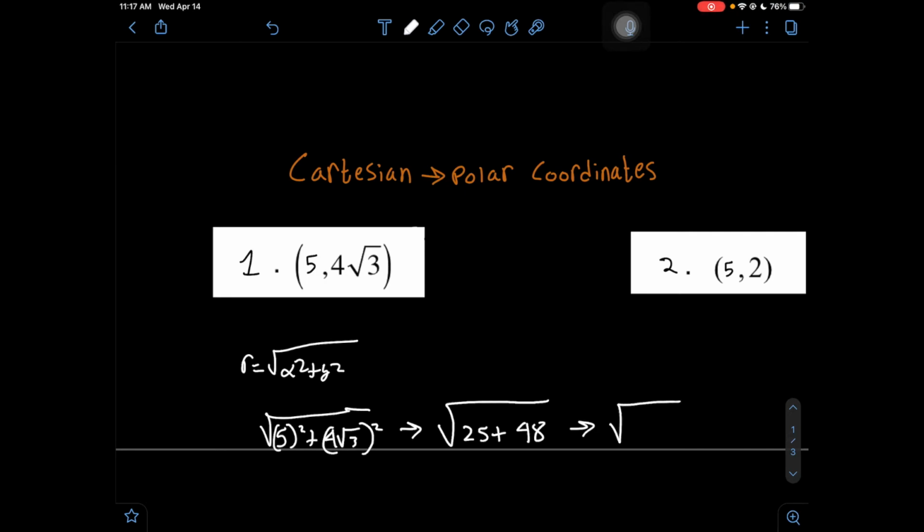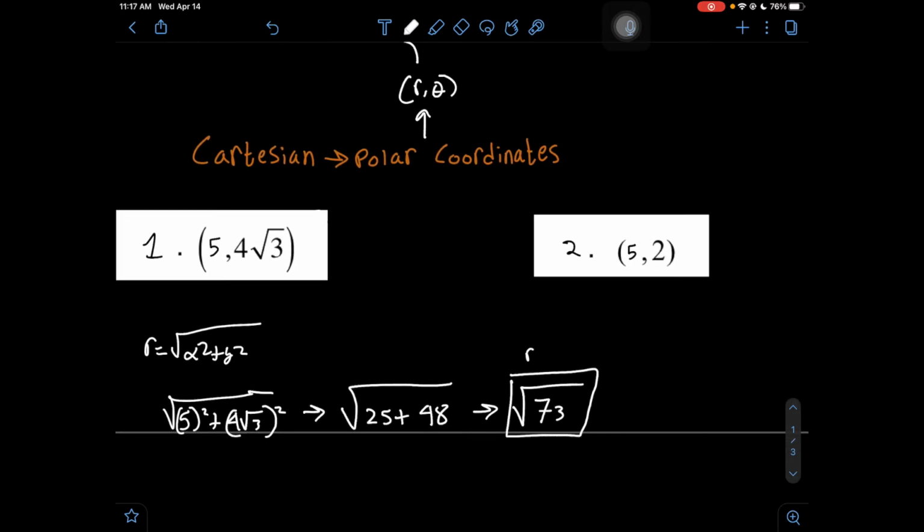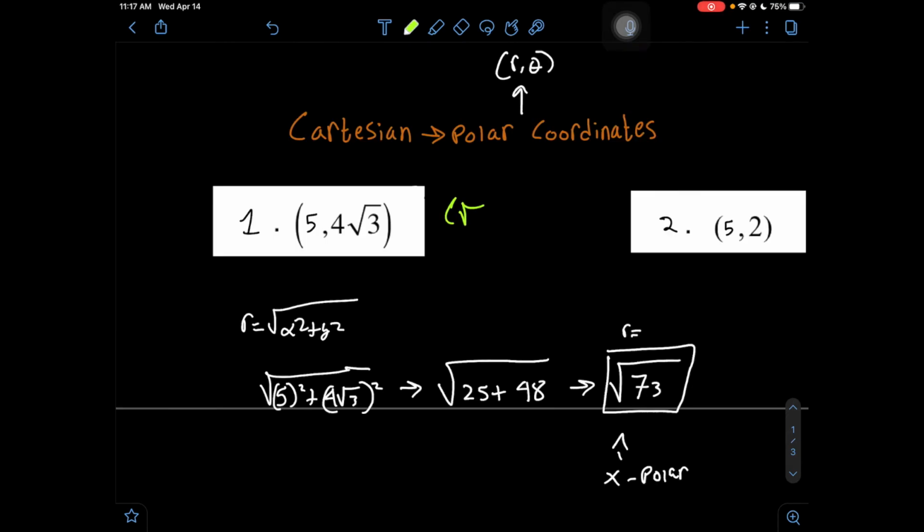So we have the square root of 73. And now we know that this is our radius. If you remember, the base for a polar coordinate is r comma theta, and we just said r is equal to the square root of x squared plus y squared. We just solved for r. We know r equals the square root of 73, meaning that this is going to be our first coordinate for polar. Now we need to go ahead and find our second coordinate.